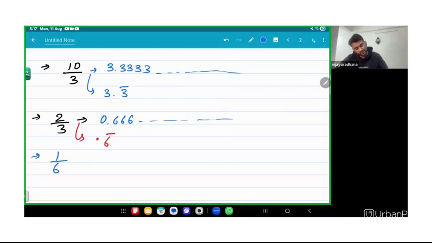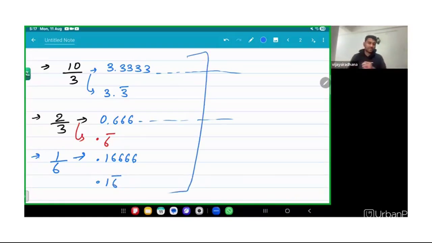Now, what's the value of 1 by 6? You can write it as 0.16666, right? So it is 0.16 bar. So in all these 3 examples, what you see is that, first of all, these numbers are non-terminating. Before that, it was getting terminated. Right now, it is not terminating.